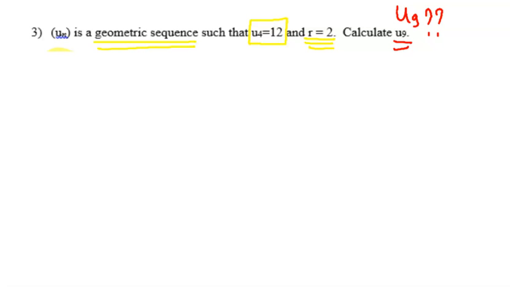Now in question 3, un is also a geometric sequence. We know that u4 is equal to 12 and the common ratio is 2. We are asked to calculate u9. In this part, we don't know the first term u0. We know u4 and we want to calculate u9. Then we need a formula relating u9 to u4, so we need the formula relating any two terms of a geometric sequence.